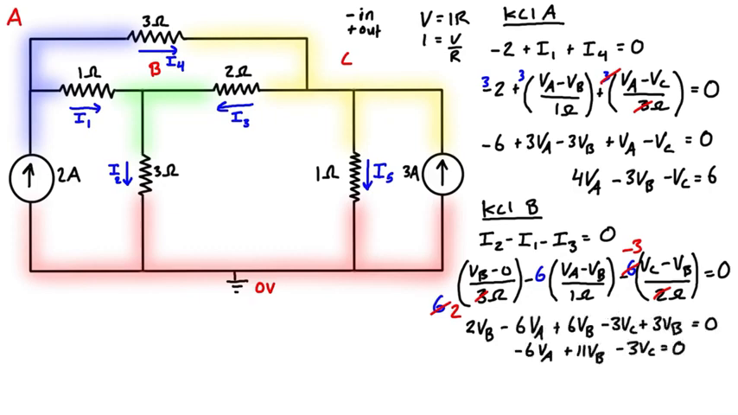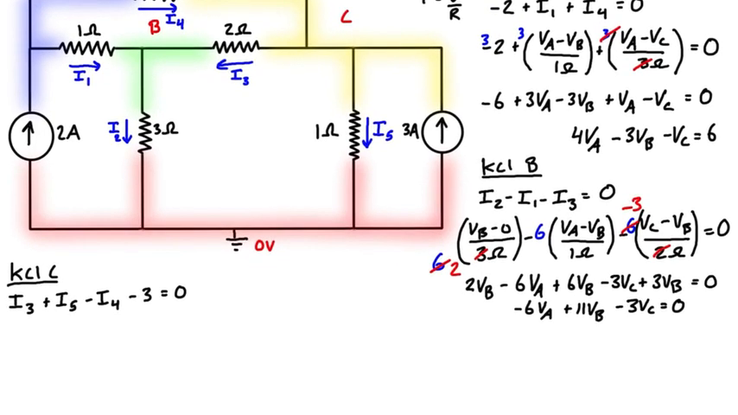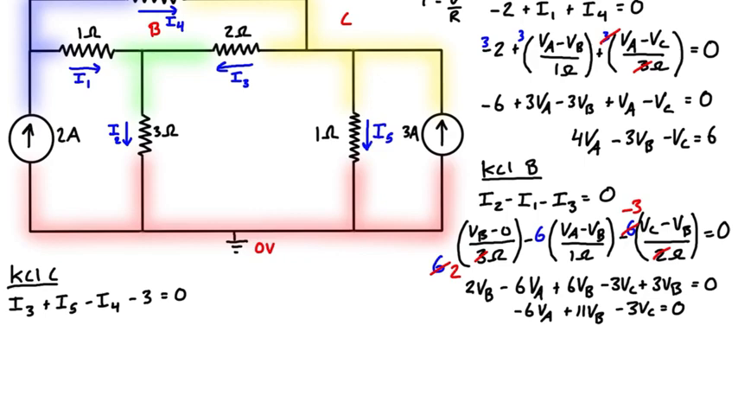And then we just need to do this one more time for node C, so we're going to write KCL for C. And when we take a look, we have 3 amps coming in, we have I5 going out, we have I3 going out, and we have I4 coming in. So maybe let's scroll down a little so we have some space to work here. And we can just basically apply the same steps.